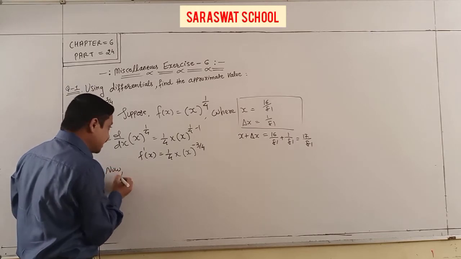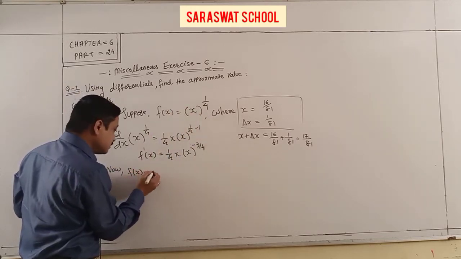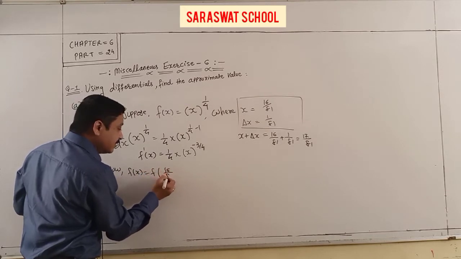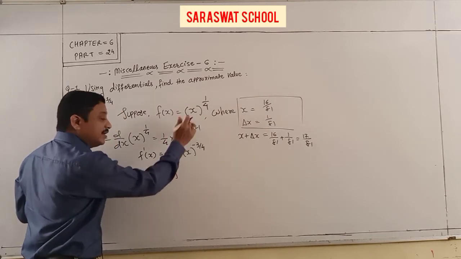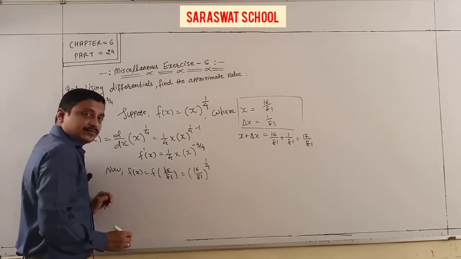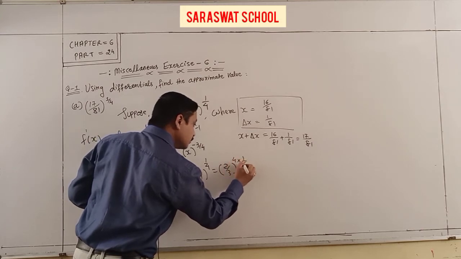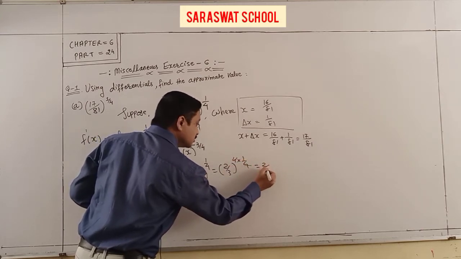Now I start with the x value and f(x) value. So f(x) at 16/81, apply here 16/81 to the fourth root. It means (2/3) to the fourth root, raised to the fourth. So my answer is, students, 2/3.